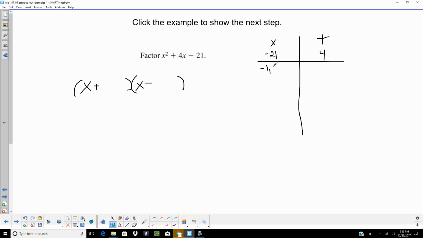Negative 1 times 21. Negative 3 times 7. Negative 7 times 3. And negative 21 times 1. And if I add those, that's going to give me 20. That'll give me 4, negative 4, negative 20. And again, I'm looking for positive 4. Well, that's positive 4 right there. So it looks like my two numbers are negative 3 and positive 7.